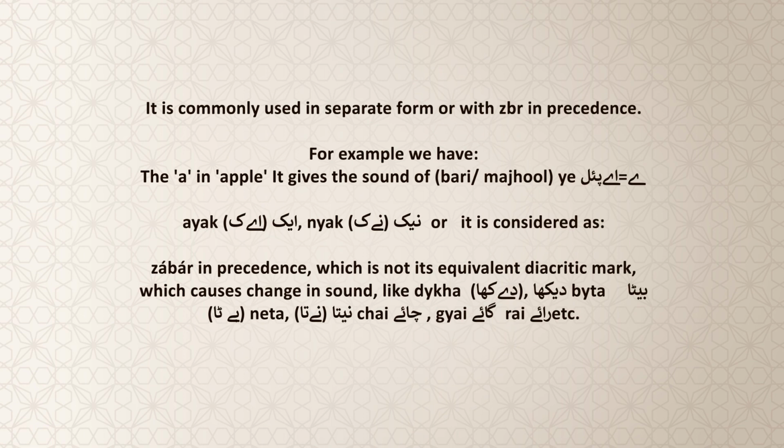Another example is beta. It is written with the two-dot shape, but is pronounced with badi ye: be, badi ye, ta, alif, beta. And this example is neta, written in the two-dot form but pronounced with badi ye, neta.